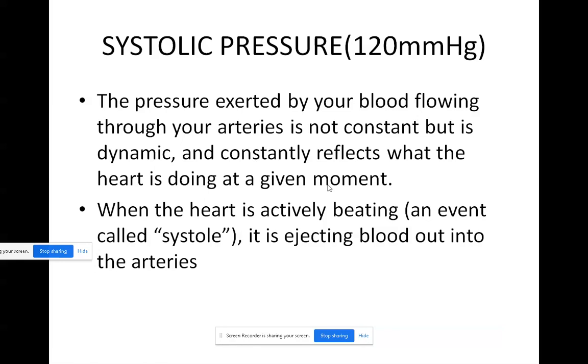So you get the systolic pressure when you have the contraction of the heart muscles. Contraction means the blood is moving out into the arteries. During contraction of the heart muscles, you will be getting the systolic pressure. Diastolic pressure is achieved when blood fills the heart and arteries. It is the expansion of the heart.